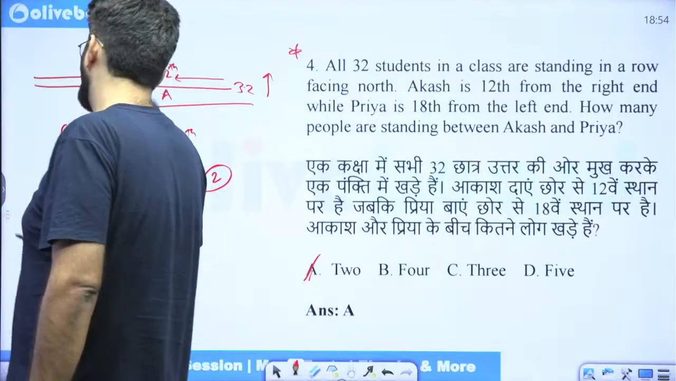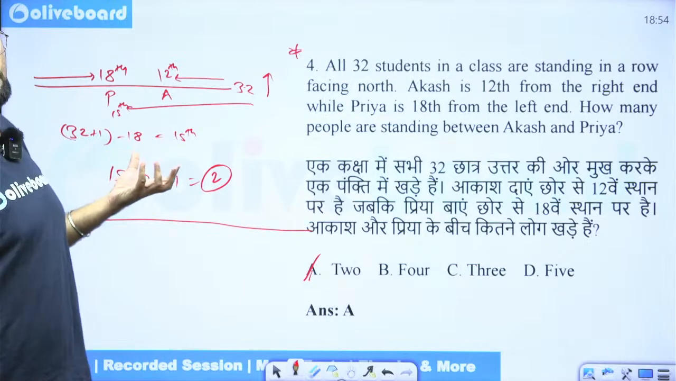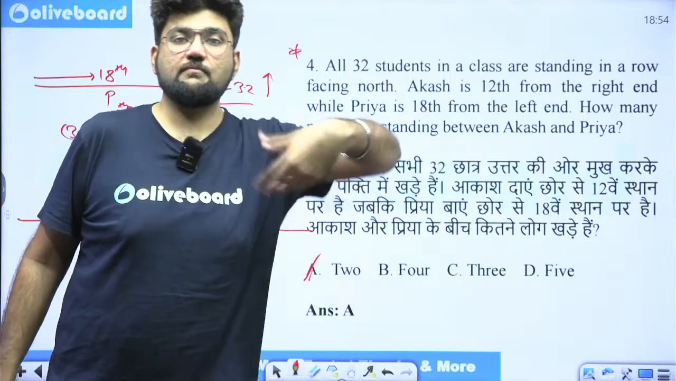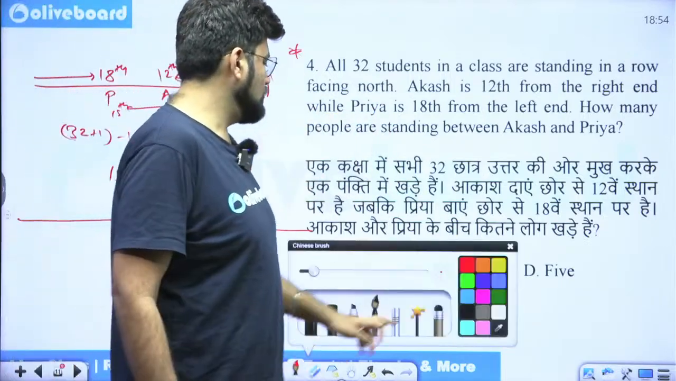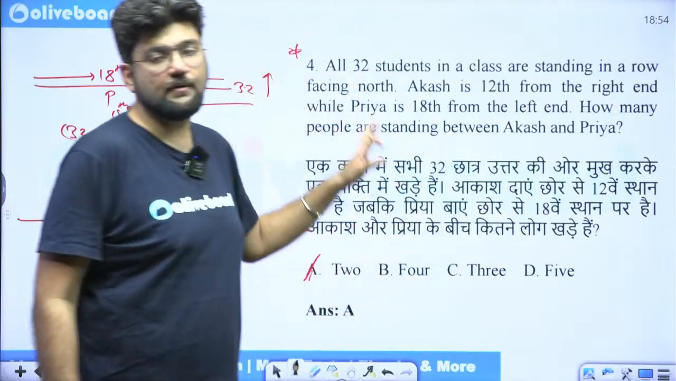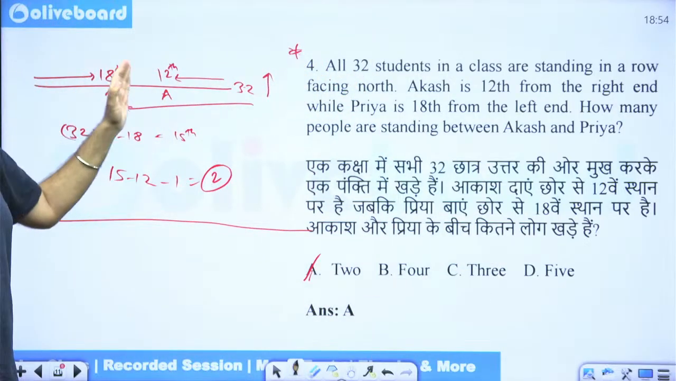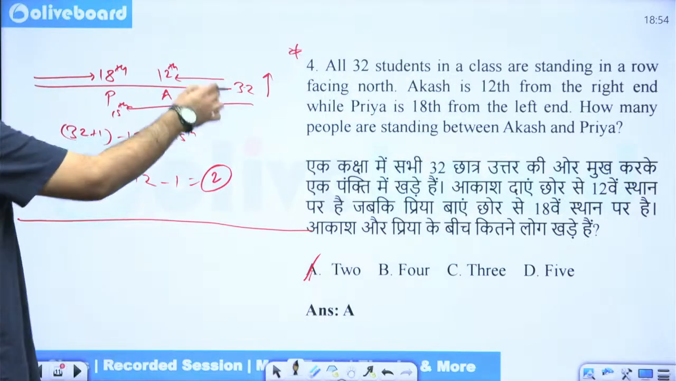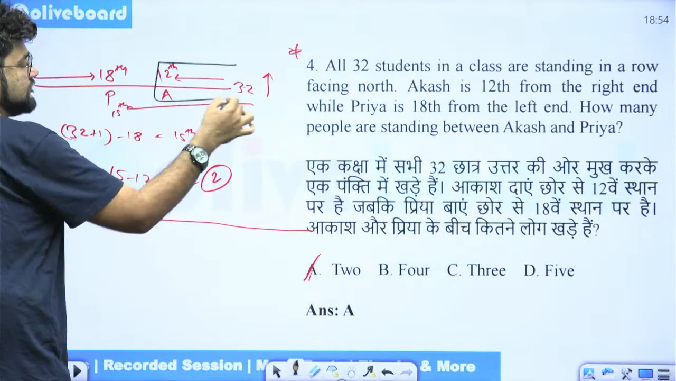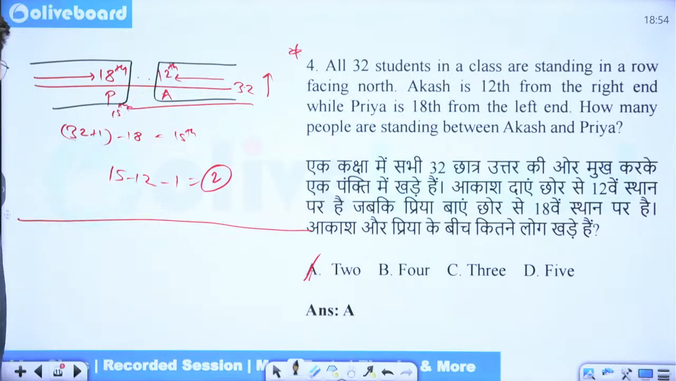But there is another short trick which a lot of people use. Oh, short trick, magic? No magic. Simple common sense. There are 32 people in this class. There are 18 people sitting from here, 12 sitting from here. How many are sitting in between? From these 32, if I remove these 12 people and these 18 people, how many will be left? They will be the ones who are sitting in between.